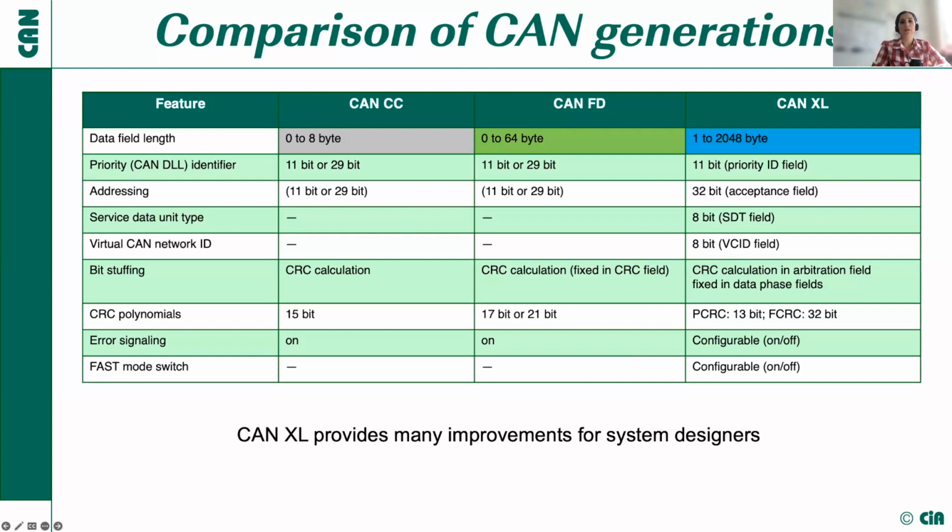That means the CAN node is not compatible to CAN CC and CAN FD. And in better words, I can say that the CAN node supports only CAN XL frames in this mode. And as you can see here, the fast mode switching by ADS field is configurable only by CAN XL, which is achievable when the error signaling is off or disabled.